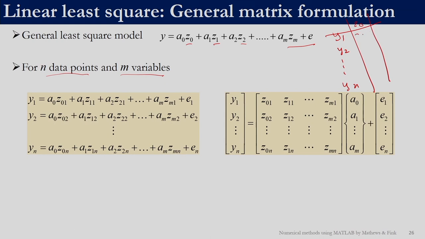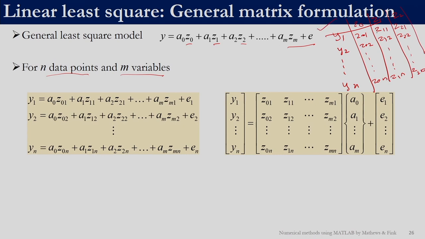So this is going to be z0 1, z0 2, all the way up to z0 n. Then we are going to have z1, right? So this is z1 1, this is z1 2, all the way up to z1 n. And then let's say z2. So z2 is the variable: the first point of the z2 variable, the second point of the z2 variable, and the nth point of the z2 variable. Similarly, we can extend it to m variables.